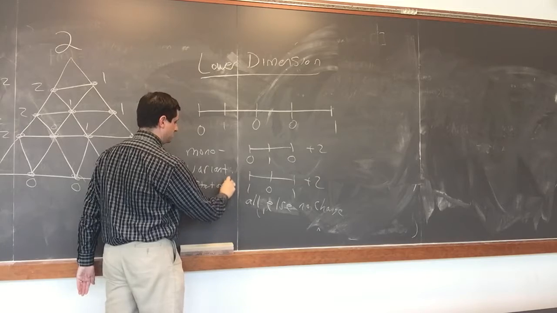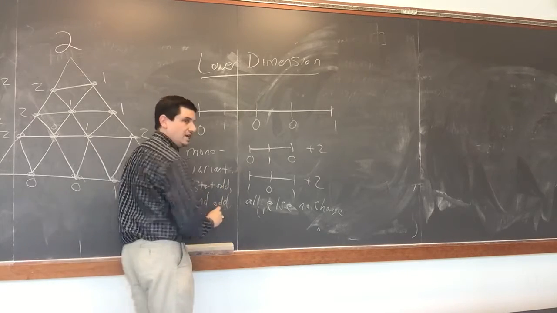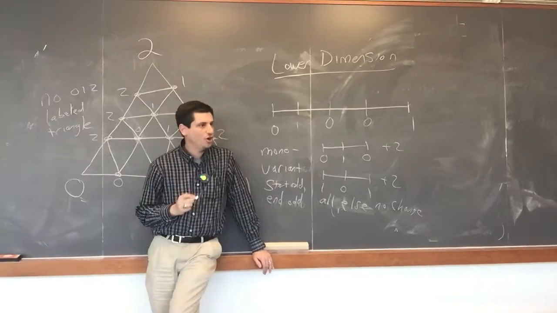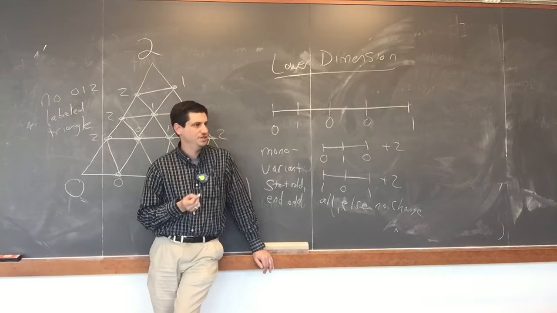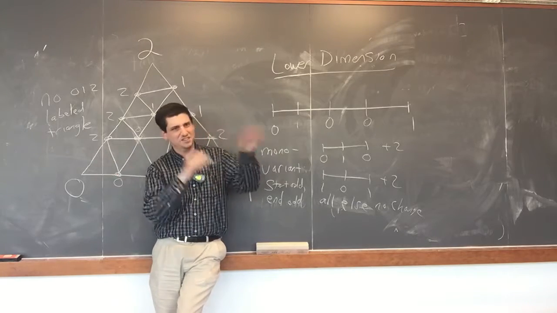Start odd, end odd. Now this may seem silly, but the odd numbers have a fascinating property. The smallest odd number is positive. We don't consider negative numbers.